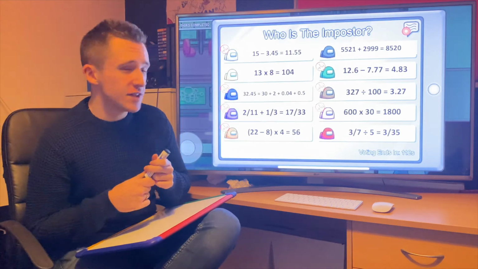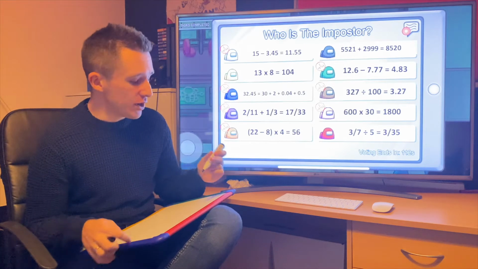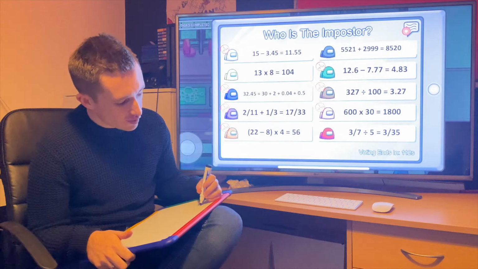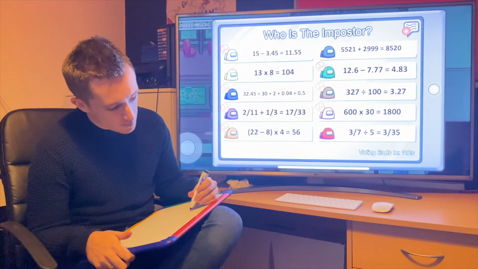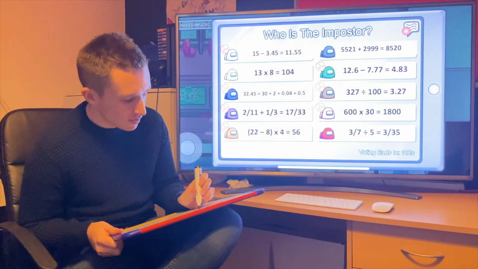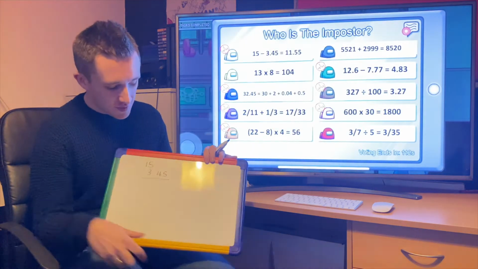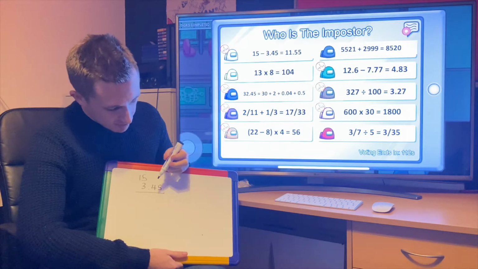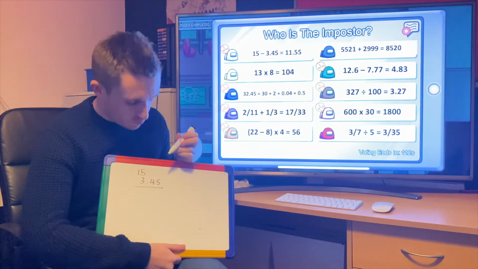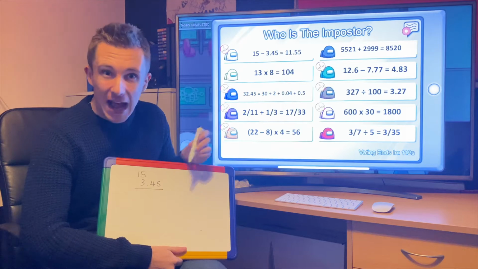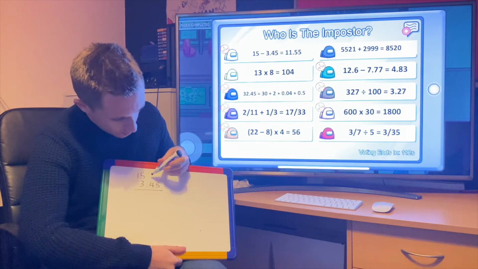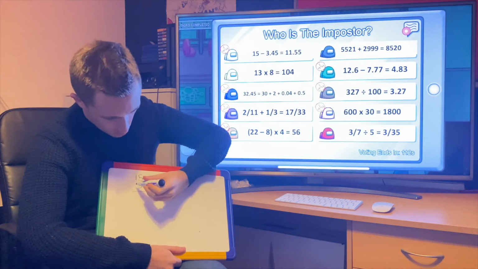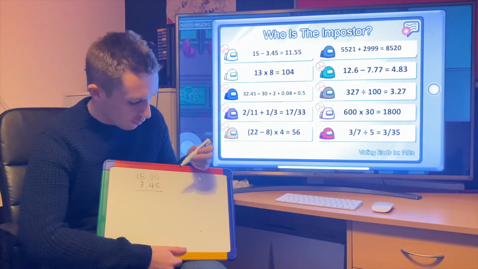We're going to look at 15 take away 3.45. So, 15, I'm going to line that 3 up in the correct place. Now, the 3 should line up underneath the 5 because they are both in the ones column. Now, we have the same problems we've had before. We have some gaps, so we have some blank spaces. We're going to fill those with placeholders, like so. We could put one here, I'm not going to worry.